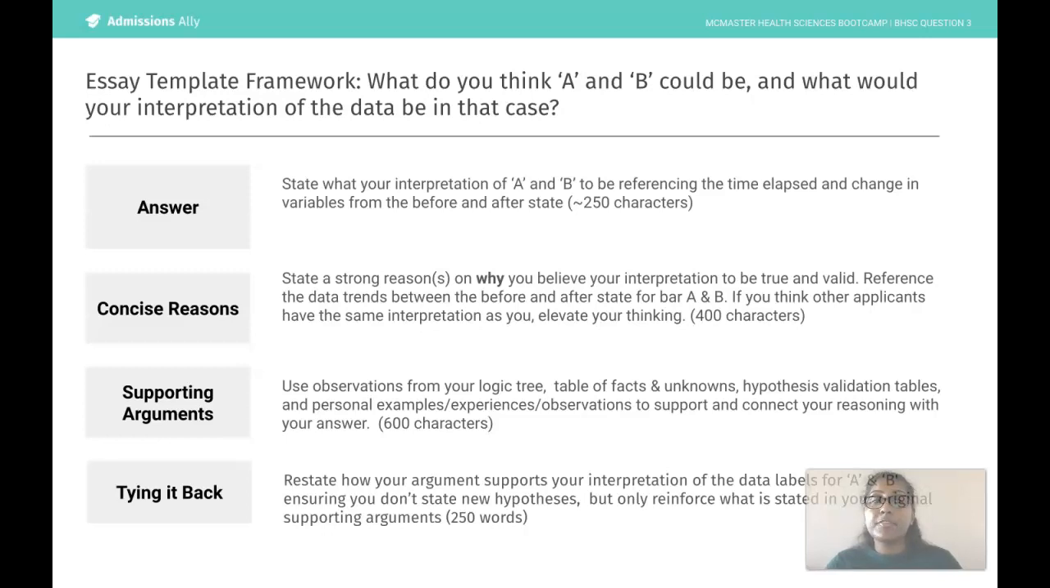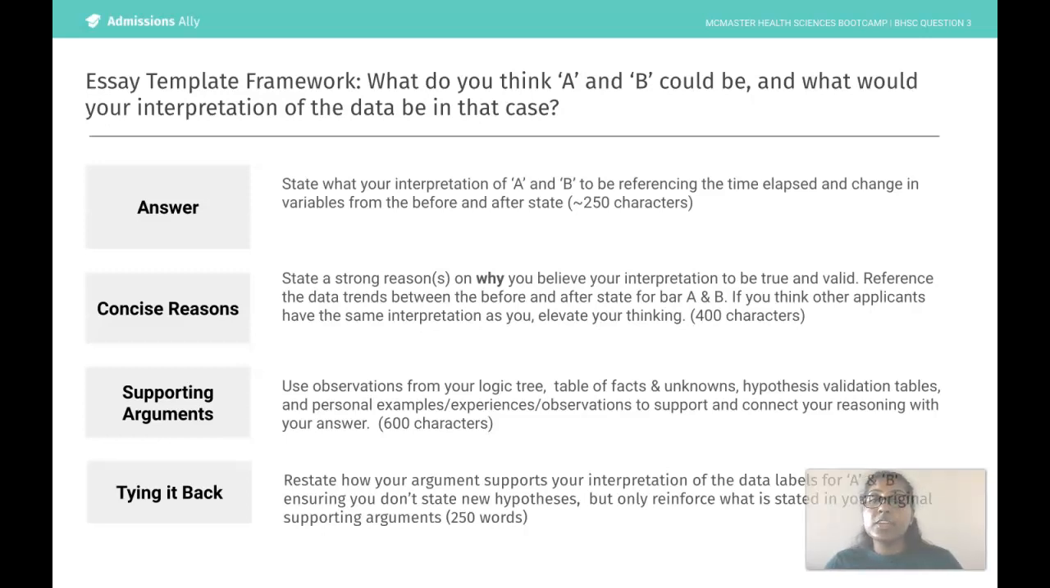So a common framework that you've seen before with some of our earlier modules is: answer, find that concise rationale, state your supporting arguments, tie it back. With this specific question, we want your answer to first state what your interpretation of A and B is going to be. State some things that you see, like the time elapsed between the variables, between the before and after state.